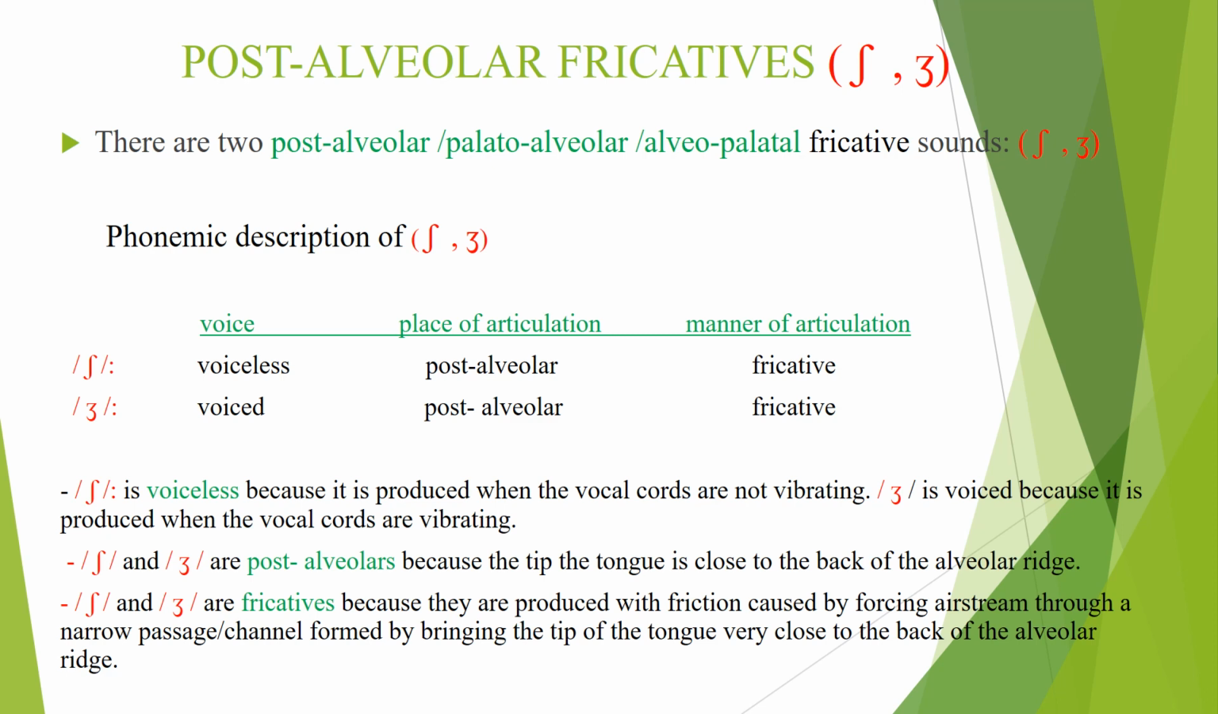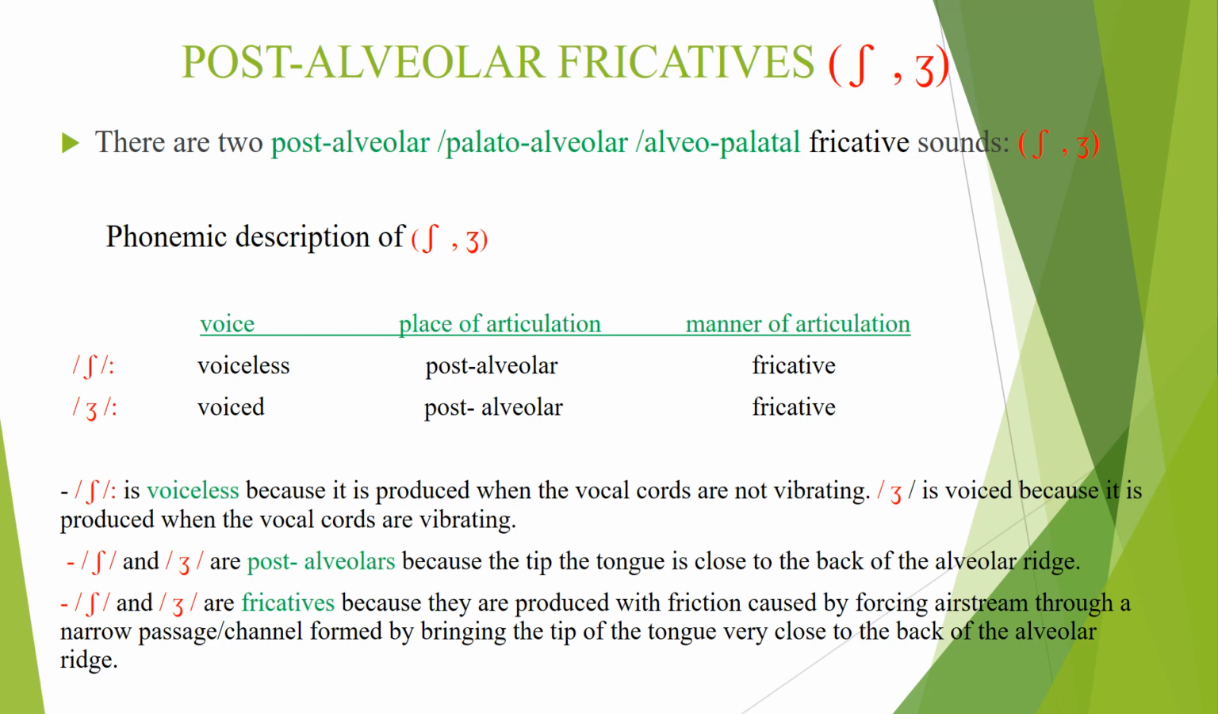The fourth type of fricative consonants is the post-alveolar fricatives, which are sh and j. They are also called palato-alveolar or alveopalatal. The phonemic description of sh and j: Sh is a voiceless post-alveolar fricative, whereas j is a voiced post-alveolar fricative.